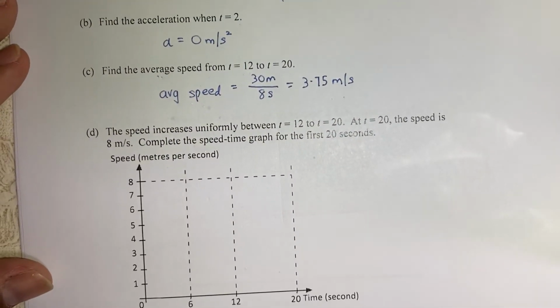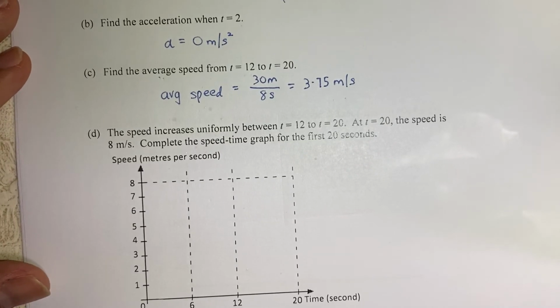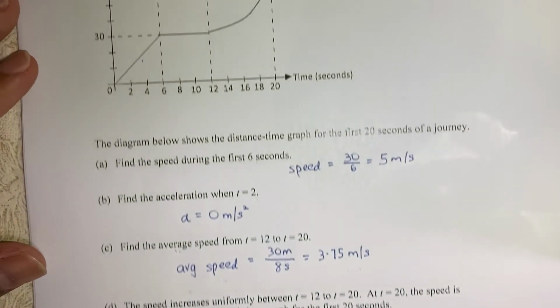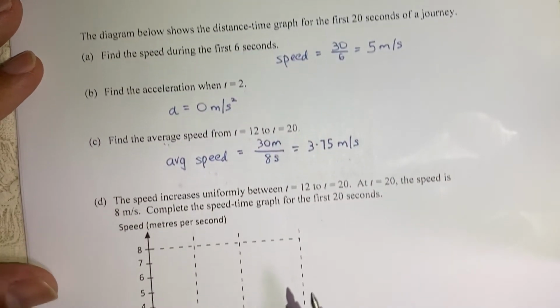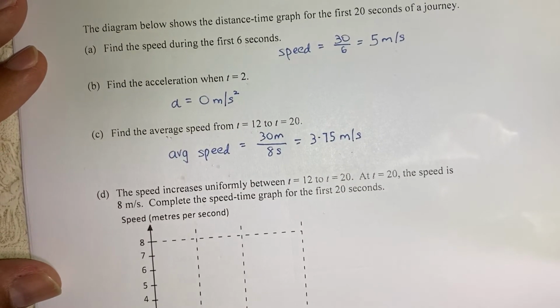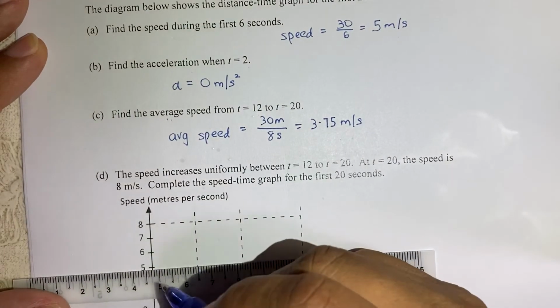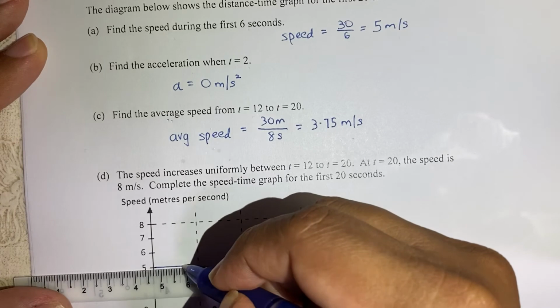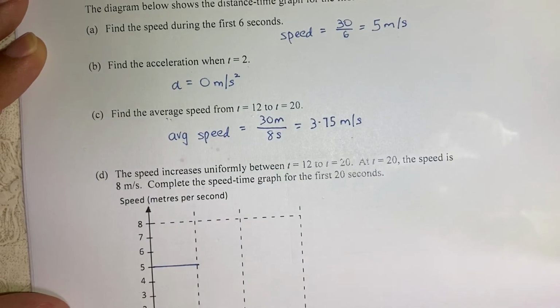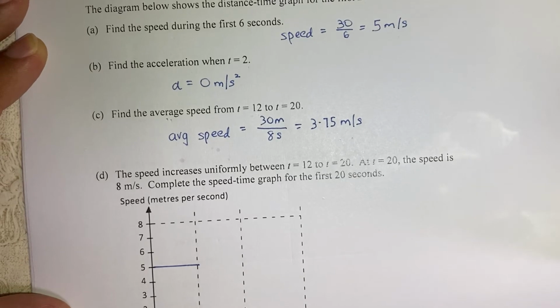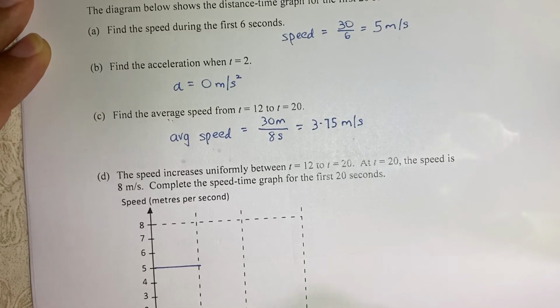Now, I'm going to attempt part D. Part D is a little bit tricky, you've got to understand. Here we want to find the speed versus the time. For part D, I mentioned from 0 to 6, it is traveling at 5 meters per second, so it is uniform throughout. However, at 6 to 12, we know that it is not moving, so we know that the speed is 0. So we've got to draw here.